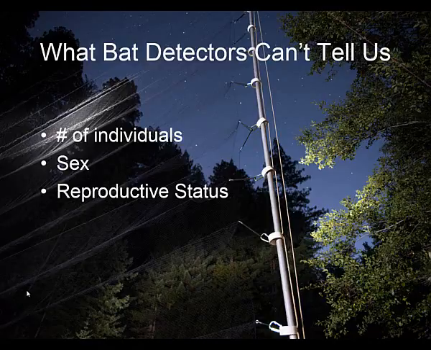But of course, the bat detectors can't tell us everything. They're great because they can be out there every night, and we can't always be out there every night. But if we want to know something about the number of individuals at a particular site, what the sex ratio of these individuals is, or whether they are reproducing in that year, we actually need to get our hands on the bat. And with forest bats, we do that by catching them in mist nets.